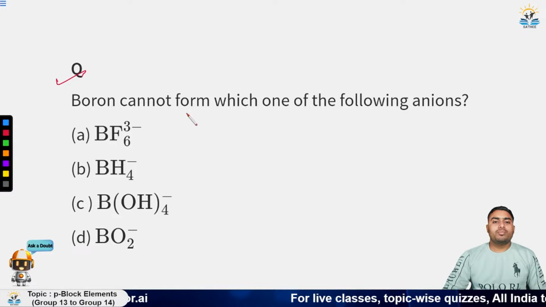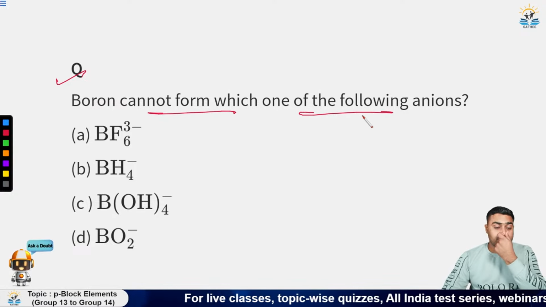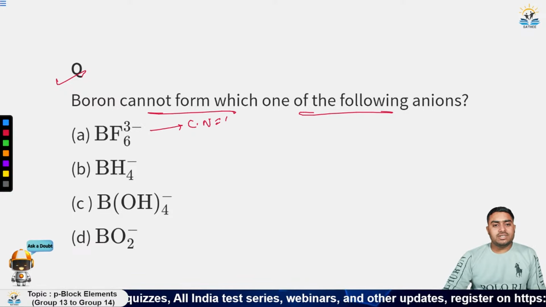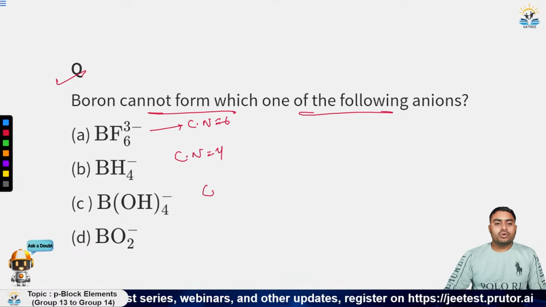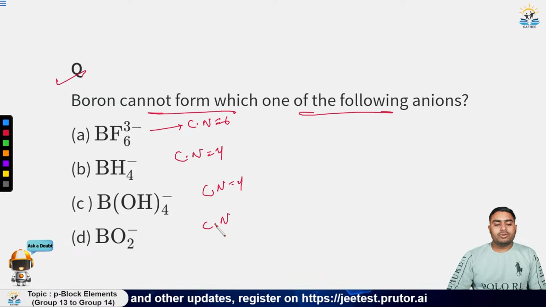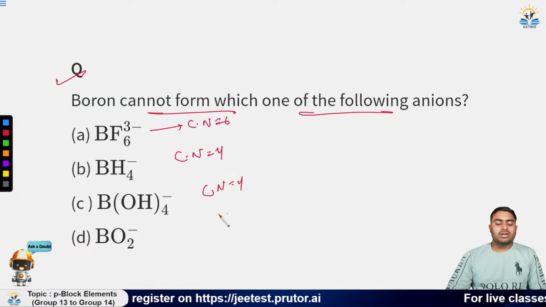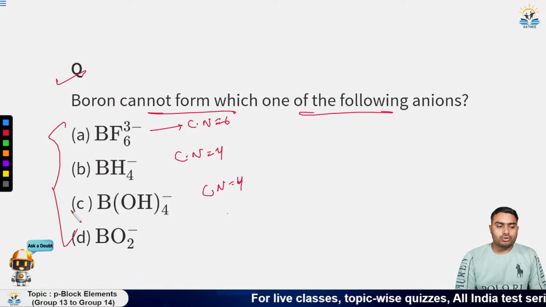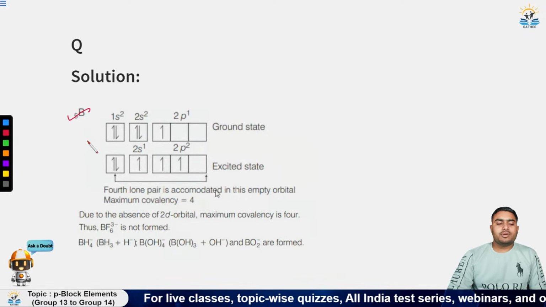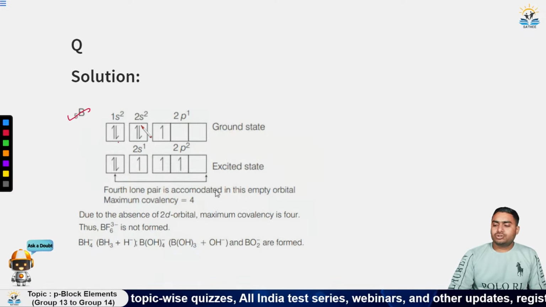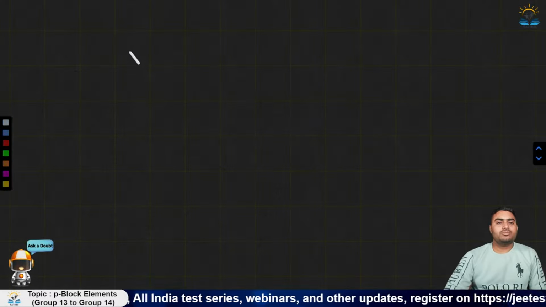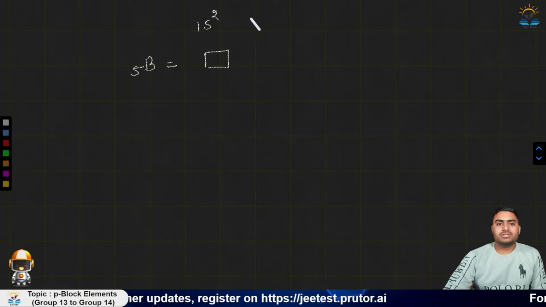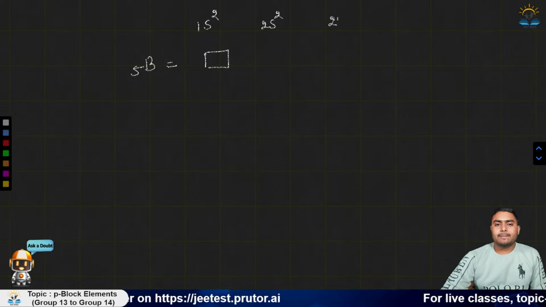Next question. Boron cannot form which one of the following anions? This is very simple. You can see coordination number 6 here, coordination number 4 here, coordination number 4 here, and you can see 2 oxygen atoms are attached together here. So which of the following anions are not possible in the case of boron? You can choose your answer. Boron's atomic number is 5, and its electronic configuration is 1s2, 2s2, 2p1. As I already told you, I can write it like this.